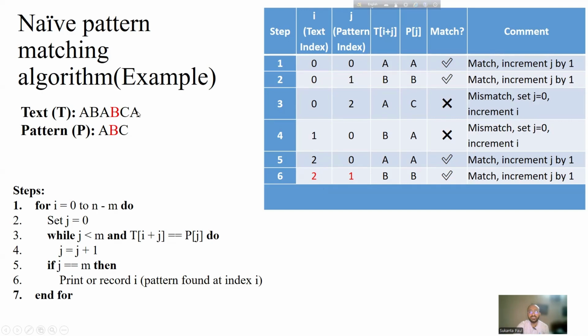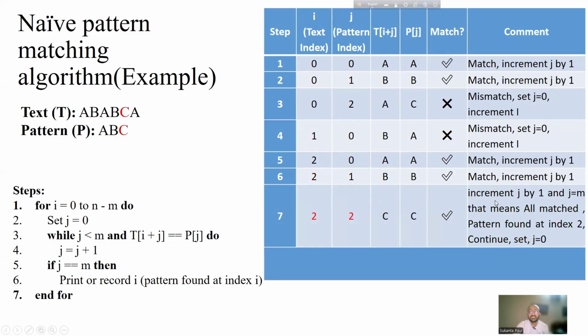Now there is also a match at the position i equal to 2 and j equal to 1. So for t[i plus j] and p[j], there is a match. If there is a match, increment j by 1. Then we see that there is also a match between t[i plus j] and p[j]. If there is a match, then increment j by 1. So the value of j will be 3 now. That means the value of j is 3 and the length of the pattern p, m, is equal to 3 also. Then that means all matched. So the pattern is found at index i equal to 2 position.